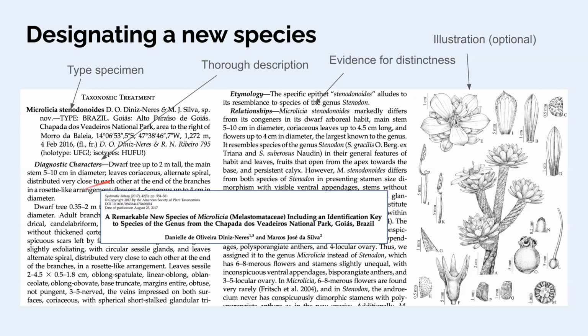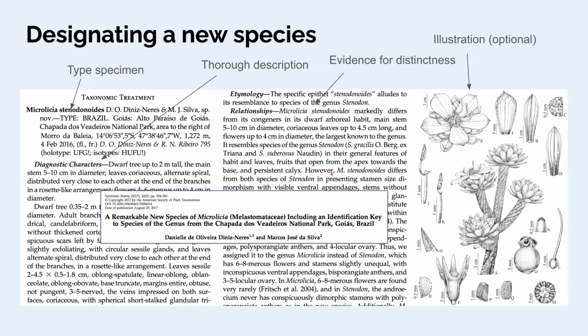So, description. I don't know if I have the diagnosis part in here. Sometimes there's a brief part that kind of emphasizes exactly why it's different. Etymology, this is the origin of the name. So it talks about Stenodonoides, referring to the genus Stenodon. And then we have here relationships. Here we have a bunch of comparisons to other known species.